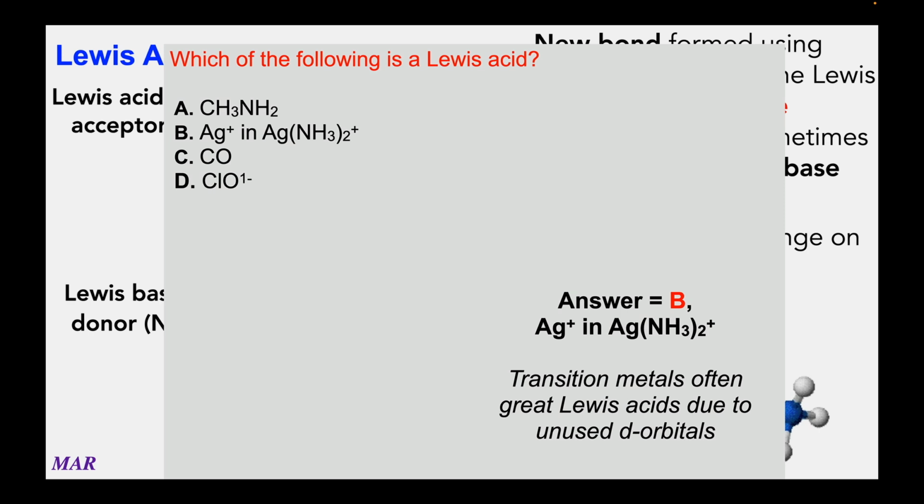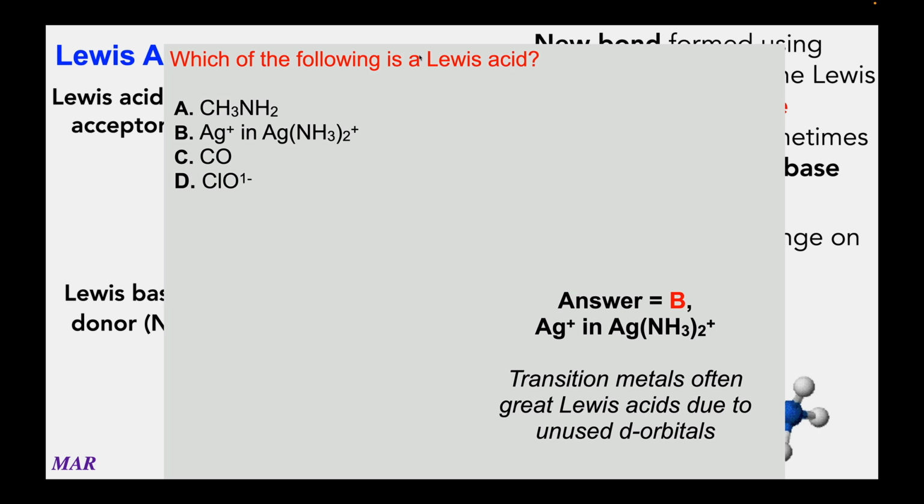The other three answers there are all compounds with lone pairs. So methylamine is answer A. That nitrogen has a lone pair. On C, carbon monoxide, both the carbon and the oxygen have a lone pair. That's going to be a great Lewis base. And the last one there is hypochlorite, the active ingredient in bleach. It has lone pairs on both the chlorine and the oxygen. That's going to have all kinds of lone pair Lewis base possibilities. So the best answer here would definitely be B.